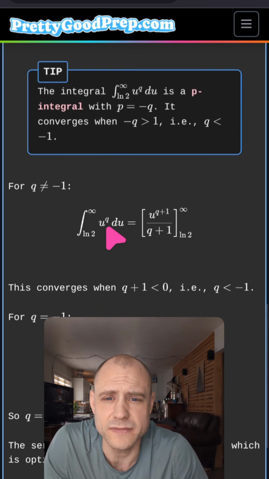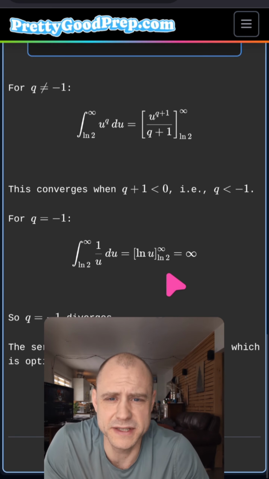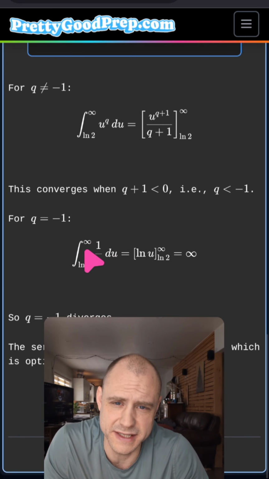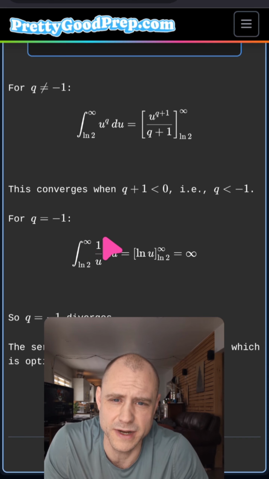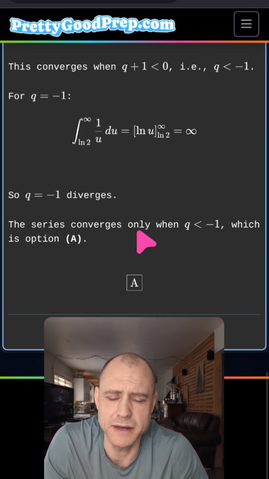You can test when q is equal to -1 as well, just to be sure, and you'll see it diverges. You have to set up a limit here to answer this properly, because this is an improper integral, or an integral at infinity, I should say. But yeah, the answer is A.